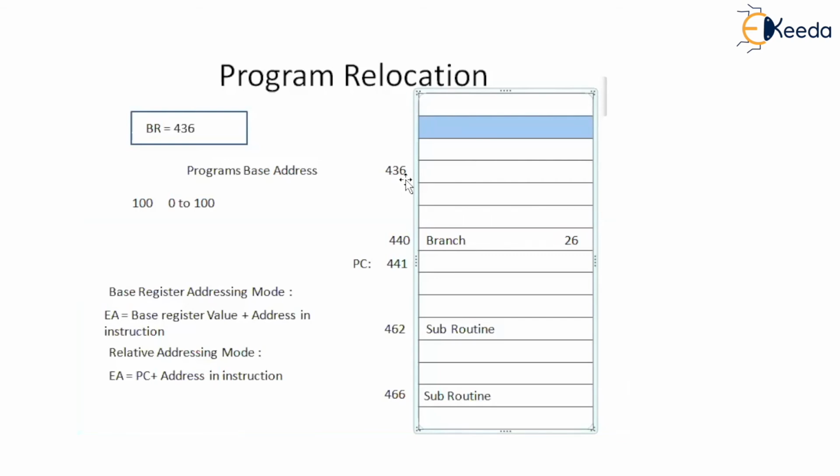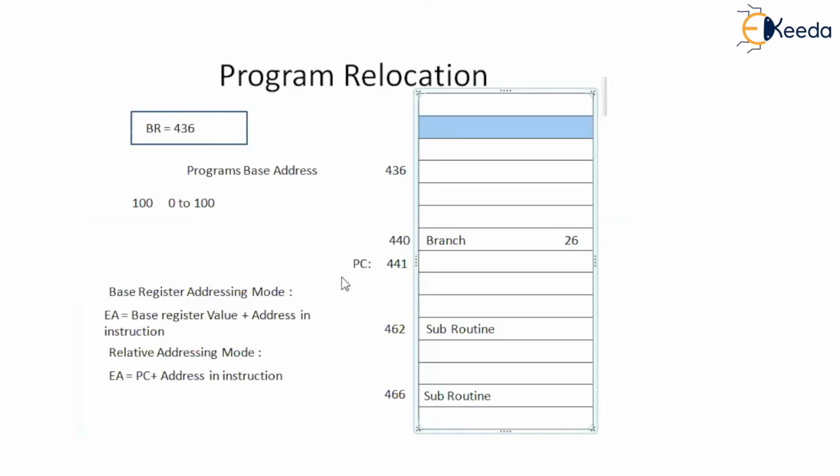So I need to be within 436 to 535. Only 100 locations are assigned to me. A program cannot use any other space in the main memory apart from the space provided to the program. When I try to access any address other than 436 to 535, the operating system will kick me out. I should use only the addresses between 436 and 535.